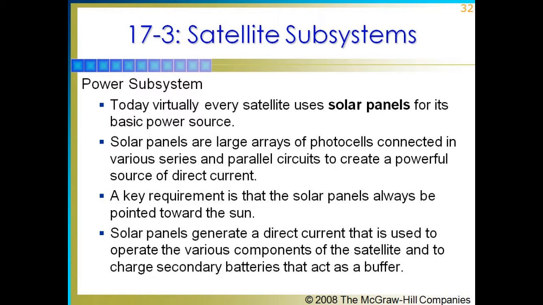Today, virtually every satellite uses solar panels for its basic power source. Solar panels are large arrays of photocells connected in various series and parallel circuits to create a powerful source of direct current. Early solar panels could generate hundreds of watts of power. Today, huge solar panels are capable of generating many kilowatts. A key requirement is that the solar panel always be pointed toward the sun.